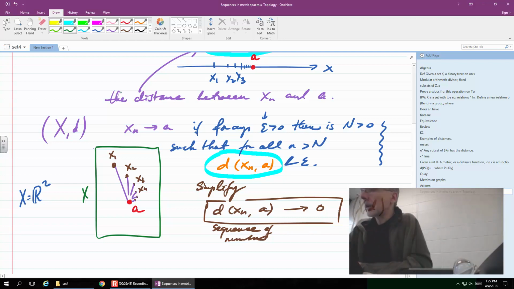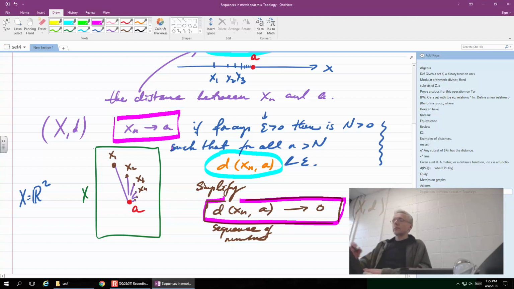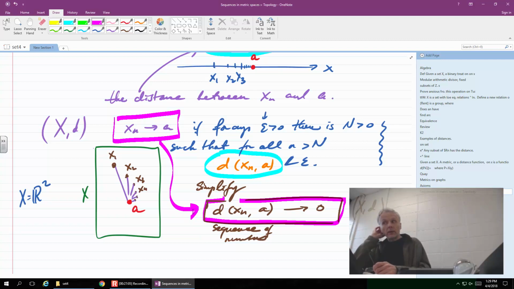So if I set these side by side like this, that's one. That is the interpretation of this. That is the interpretation that metric spaces allow us to make. Convergence of points in the metric space is interpreted in terms of convergence of distances. The end.